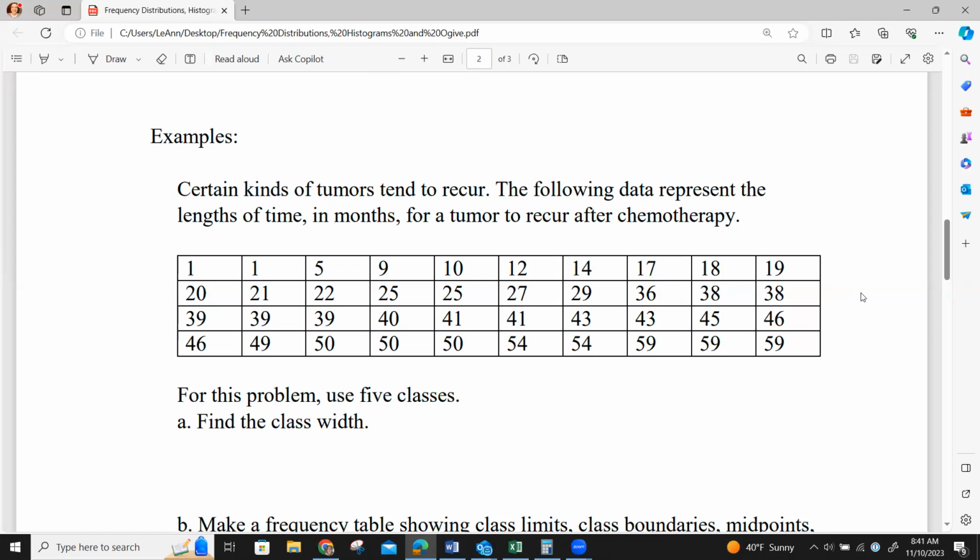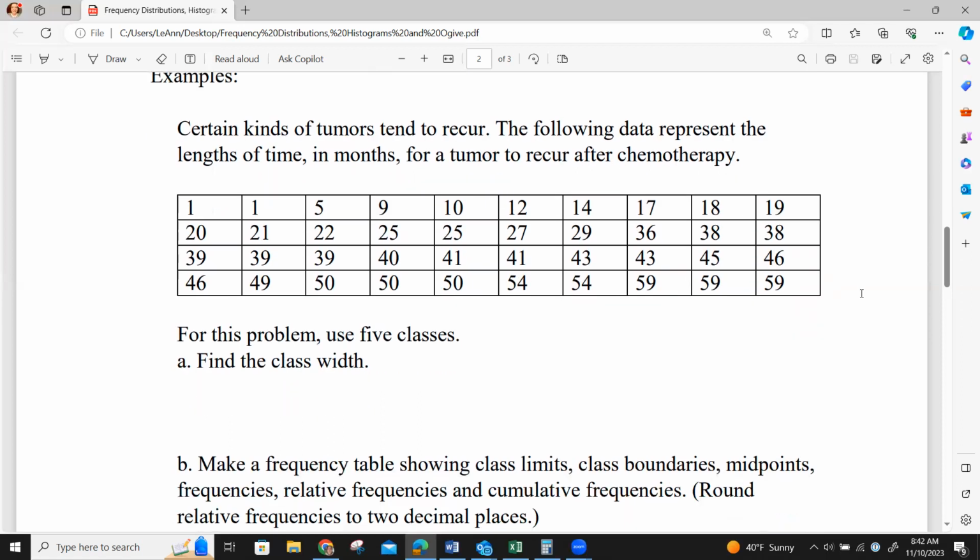The following data represents the length of time in months for a tumor to recur after chemotherapy. I've already ordered these from least to greatest. The lowest is 1 month, up to 59 months that they had data for.